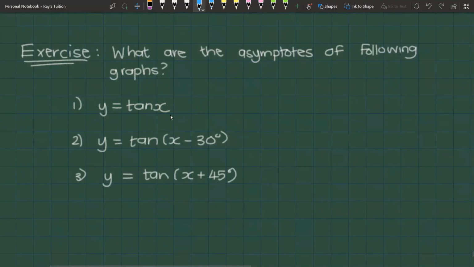Let's have a look at an example. It says, what are the asymptotes of the graph? For the first one, it's our unshifted graph, which we know the asymptotes are x is equal to 90 and x is equal to 180.